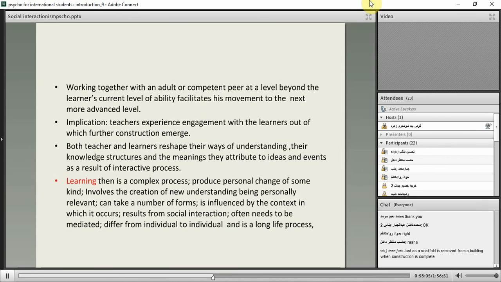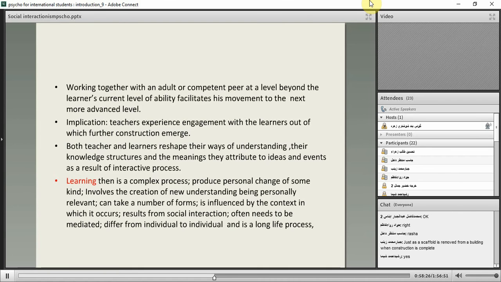So, working together with an adult or competent peer at a level beyond the learner's current level of ability facilitates movement to the next level. So it has an implication, again, language teaching implications.